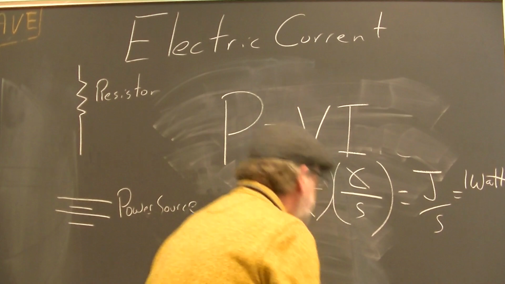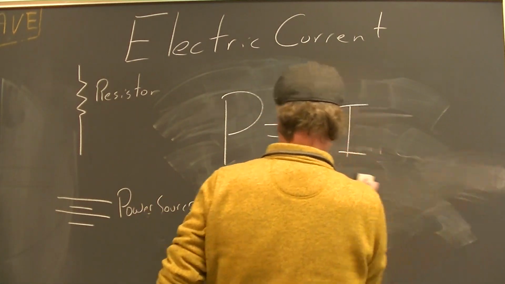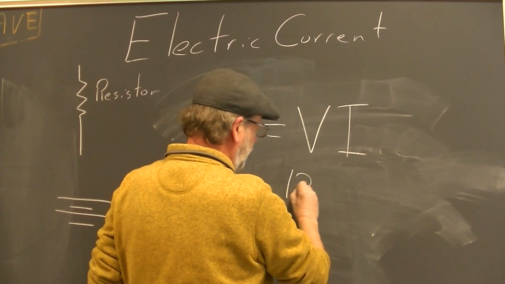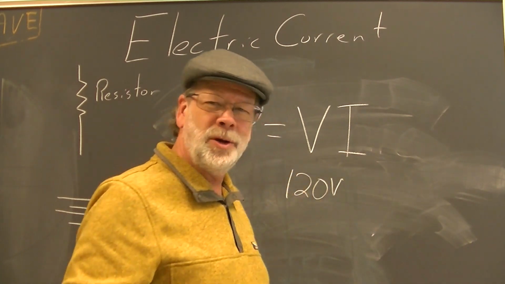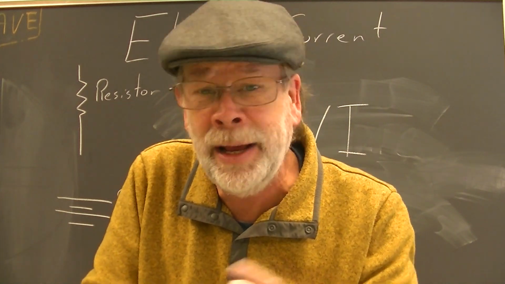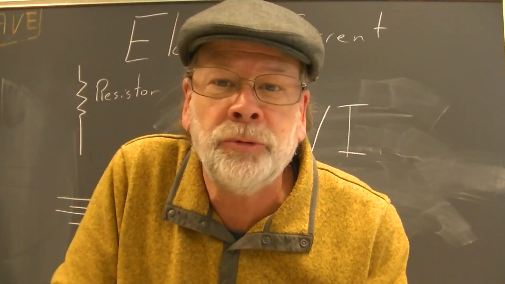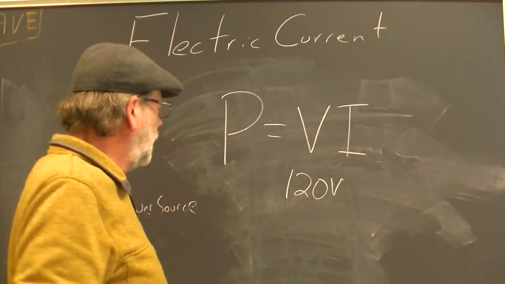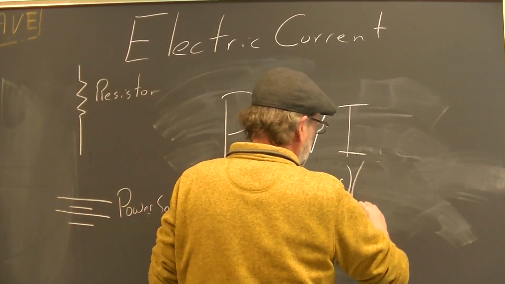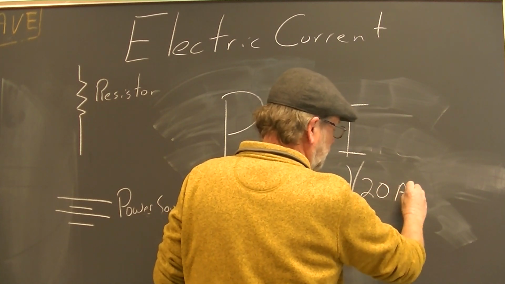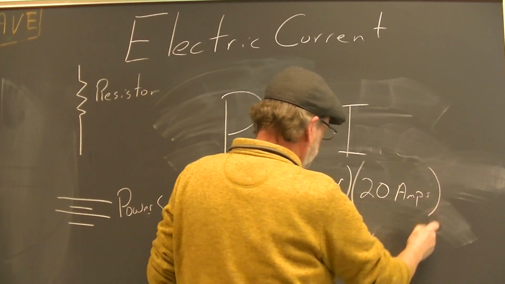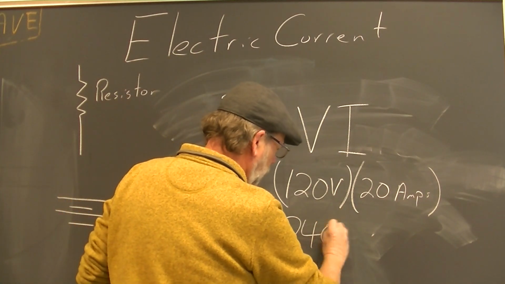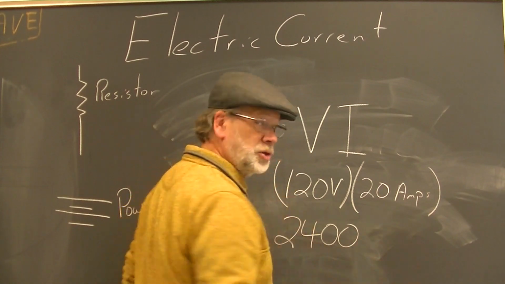So if we look at this, power equals voltage times current. So if we have 120 volts, and your power may go between 110 and 120 volts, electrical devices really don't care at all. It doesn't make any particular difference to them. 120 volts times a maximum of 20 amps equals 2,400 volt amps, which is what?